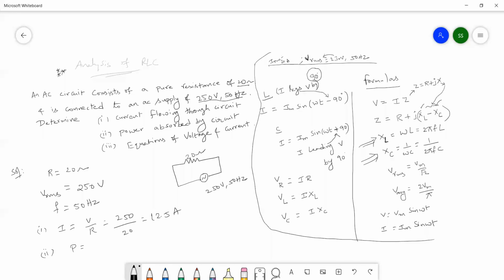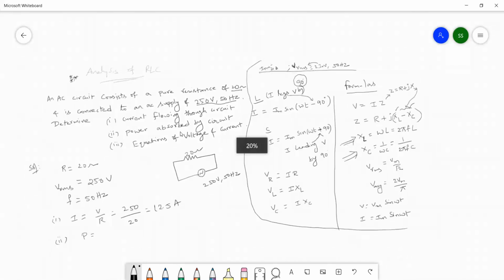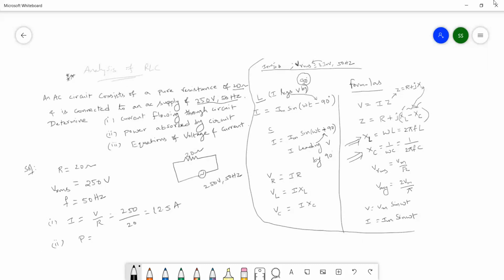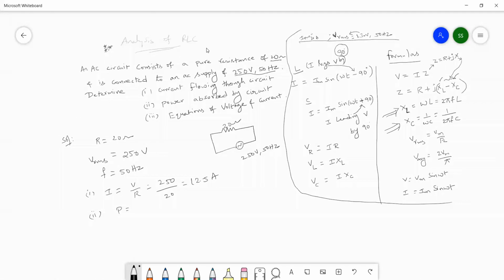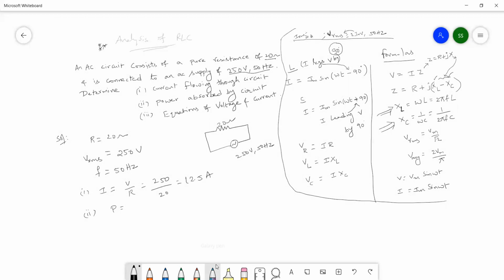What is the formula of power absorbed by the resistance? What is the formula of power absorbed by a resistor? You can take any of the formulas. You have different formulas for calculation of power, right? Anyone can tell me the formulas of power? Right, V into I. You can also use that V into I.